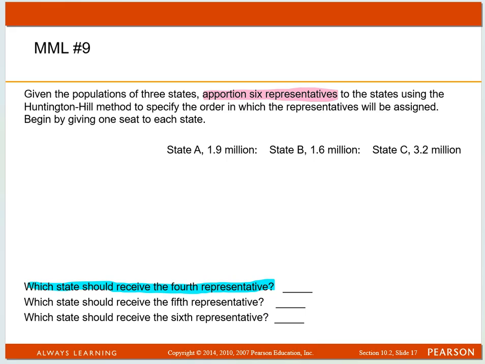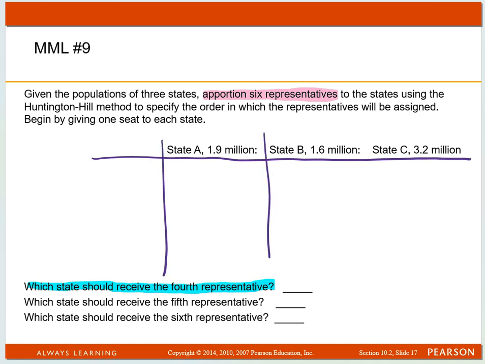So let's see, if I were to make my own little table here. Here we go. This should work. And then this is the seats that they already have. So they already have 1 seat, but I need to compare their Huntington Hill numbers based on that 1 seat to figure out who will get their 2nd seat, but 4th seat overall.